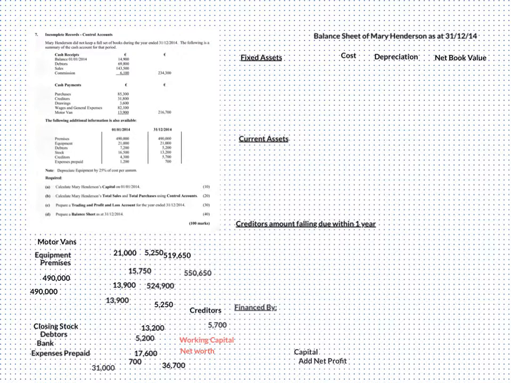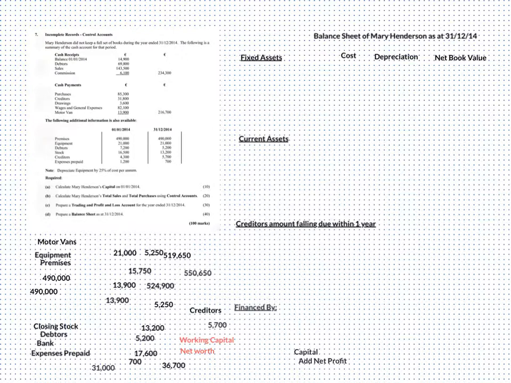So the next part of the question is to prepare a balance sheet at the 31st of 12, 2014. So I've just laid out the balance sheet, how it normally lays out. So we have this heading, balance sheet of Mary Henderson at the last day of the year, 31st of 12th. Fixed assets, we have cost, depreciation, net book value, current assets, creditors falling due within 1 year, or current liabilities, and then financed by is the finance section, how the company is actually financed. So again, I have all these figures put down here, and words that would be brought up in time. They all relate to the question. It just makes it a little bit neater and easier to see.